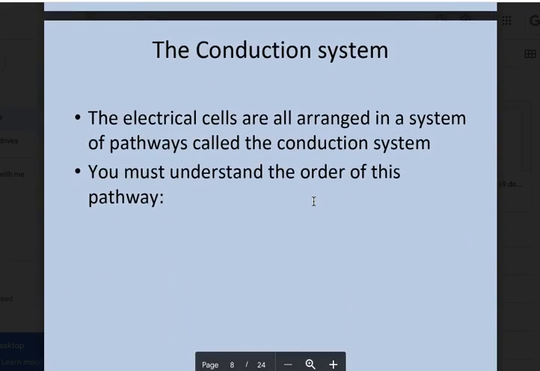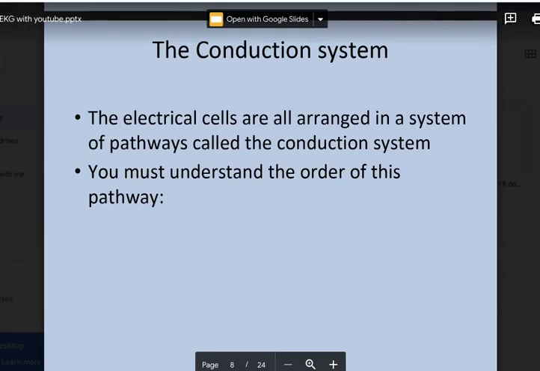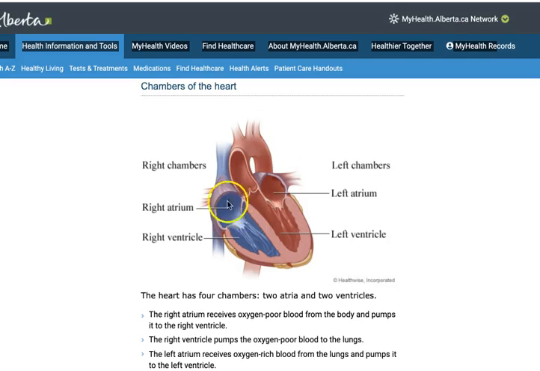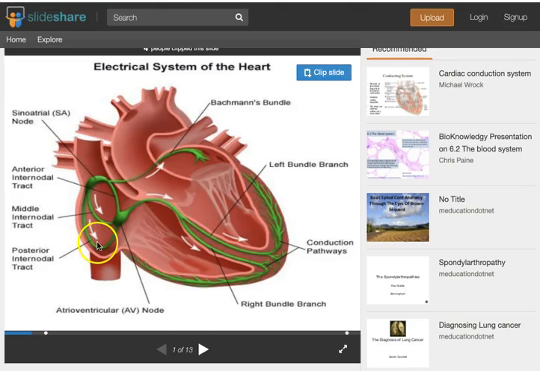Alright, the conduction system. So I've already showed you guys a quick recap of the chambers of the heart. We've got the right atrium, right ventricle, left atrium, left ventricle up here. And then the electrical conduction, here's a picture that I found, it consists of nodes. Right here we have the SA node. Then we've got the AV node. Then we have the right and left bundle branches. We've got these conduction pathways.